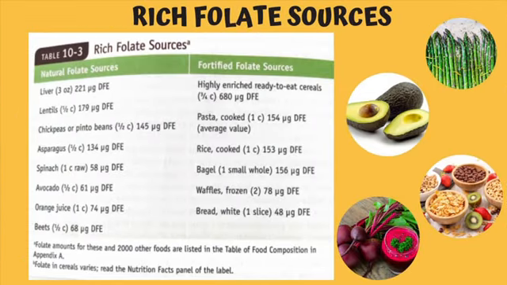Rich folate sources. In this picture, we can see there are many rich folate sources. We can divide them into two types, which are natural folate sources and also fortified folate sources. For the natural folate sources, we can obtain from liver, lentils, chickpeas or pinto beans, asparagus, spinach, avocado, orange juice, and beets. There is a specific quantity that we can get from the natural folate sources. Next, for the fortified folate sources, we can get it from highly enriched ready-to-eat cereals, from the pasta that we cook, rice, bagel, waffles, and also bread.